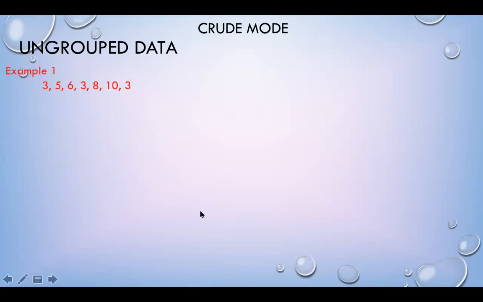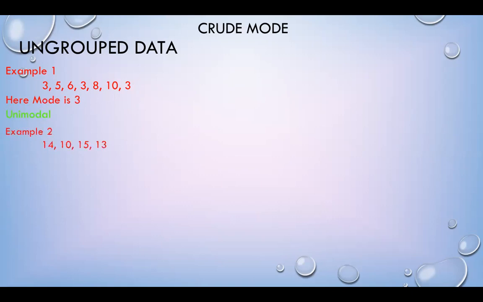This is an ungrouped data set. The most frequently occurring observation in this data is the crude mode of this data. You can check it: 3, 5, 6, 3, 8, 10, 3. Here 3 occurs 3 times, so the crude mode of this data set is 3, and there is only one mode, so it's unimodal data. Let's have a next example.